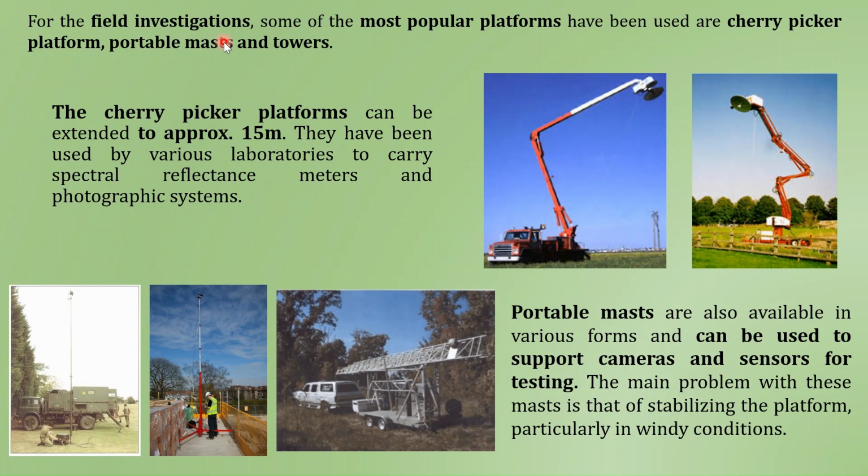Then for field investigation, some of the most popular platforms are cherry picker platforms, portable masts, and towers. Here we have the images of the cherry picker platforms, which can be extended up to a height of 15 meters, and these are utilized by laboratories to carry the spectral reflectance meter or the photographic system. Then we have the portable masts, which are available in different forms, and they can be carried to the field of investigation, and the sensors or cameras can be placed on these.